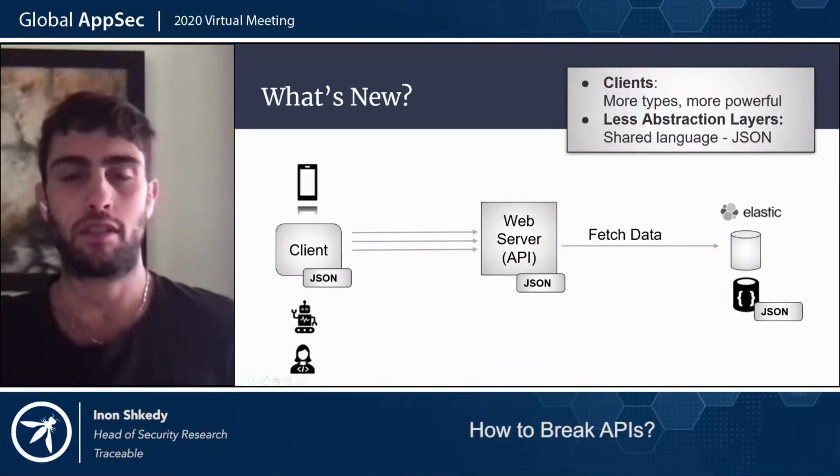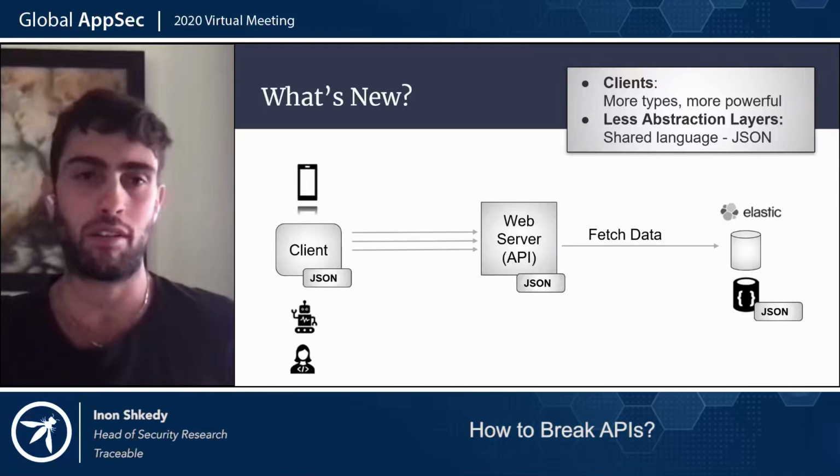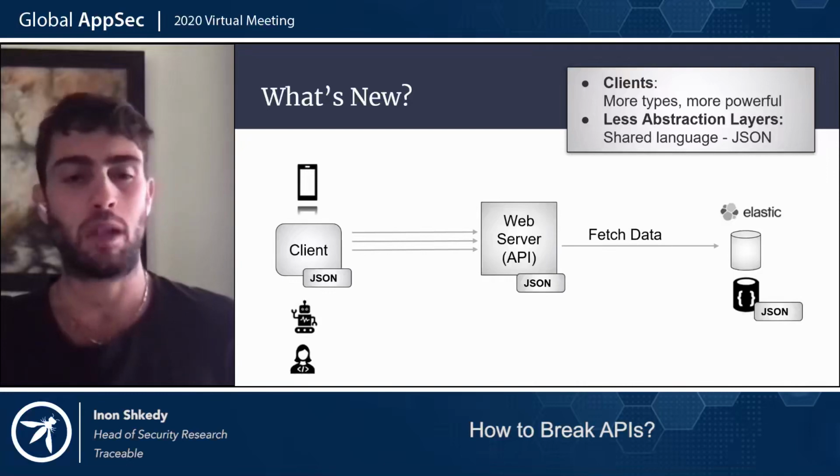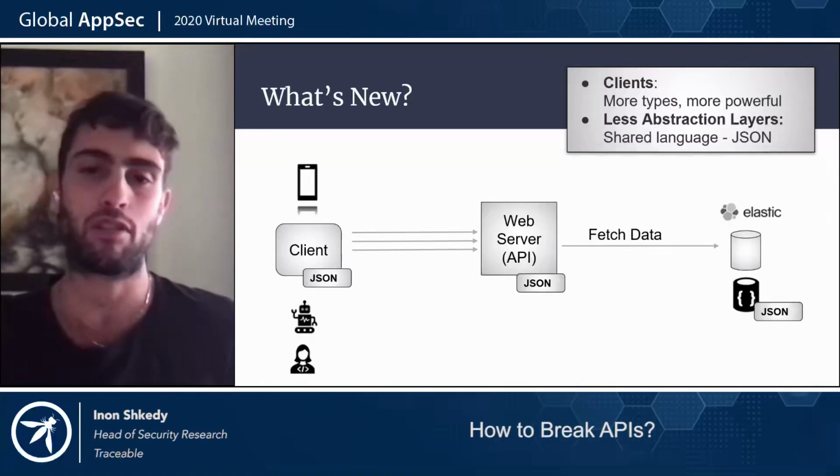A few other changes is, first of all, you have more types of clients. On top of the traditional web servers, you can find IoT devices, mobile devices, and sometimes even other developers that use your APIs to develop their own applications.